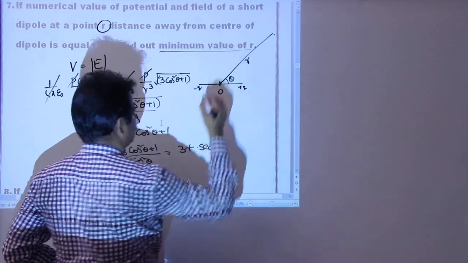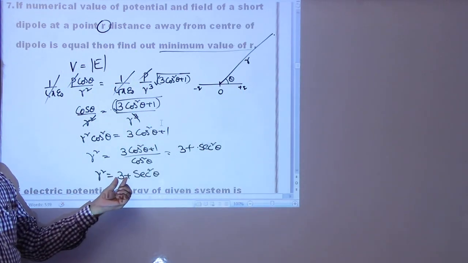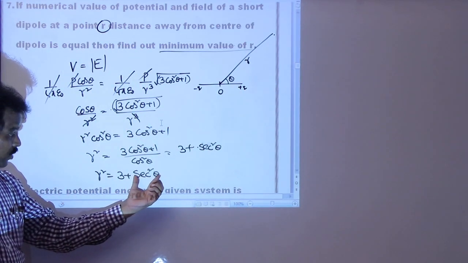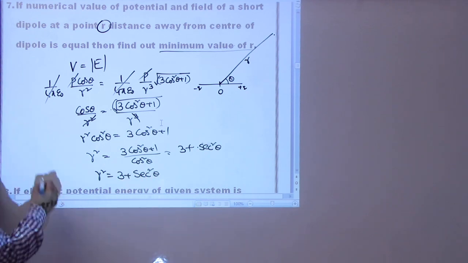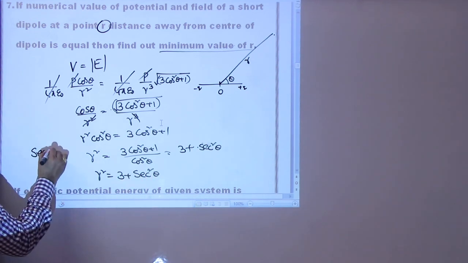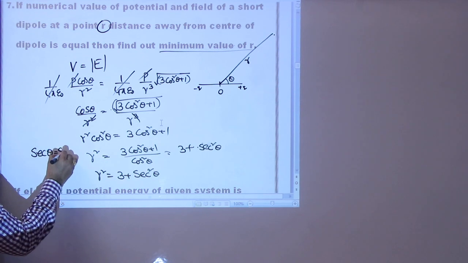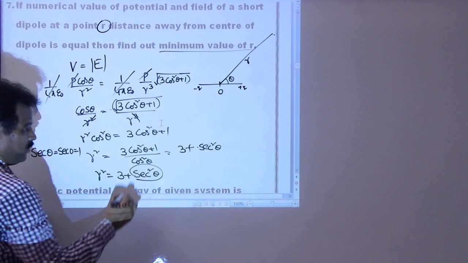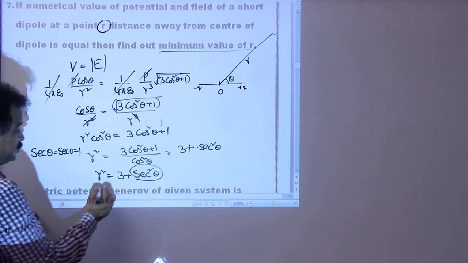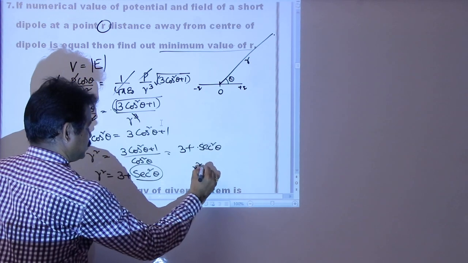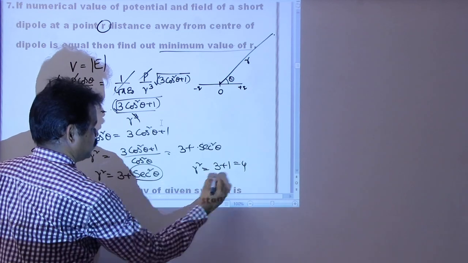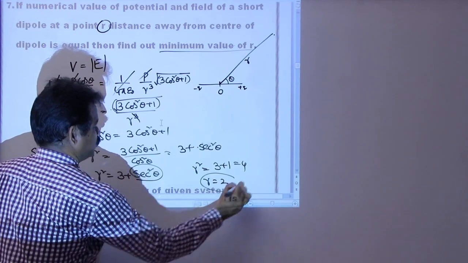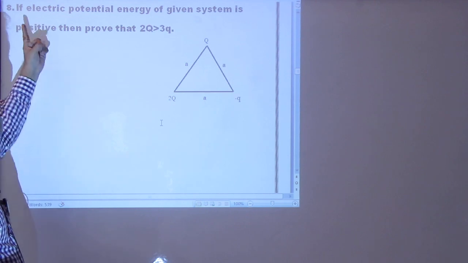Here I need the minimum value of r. That means r should be minimum. 3 is a constant. That means I need to find out the minimum value of secant theta. We know that theta, let us say 0, secant theta, let us say secant 0. Secant 0 is 1. So the minimum value of secant theta when theta is equal to 0 degrees is 1. So this will become r square is equal to 3 plus 1 which is equal to 4. So r is equal to 2.